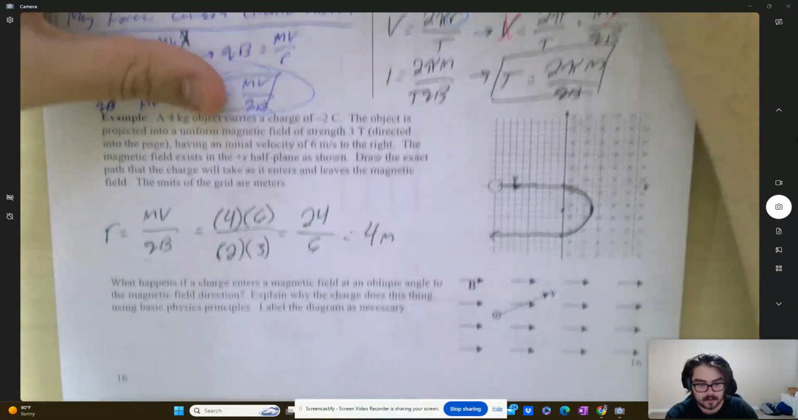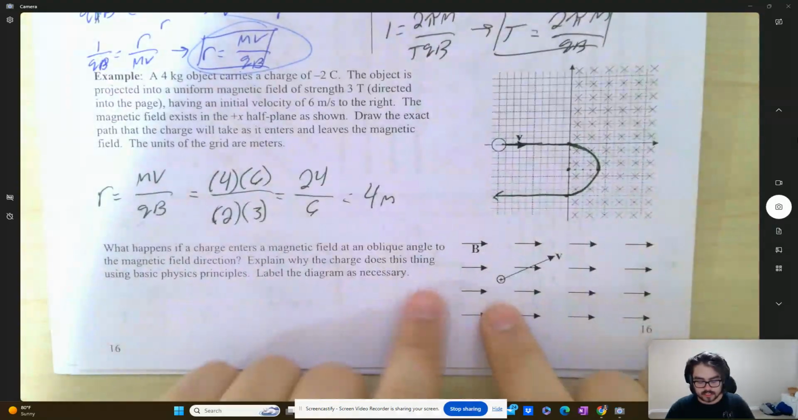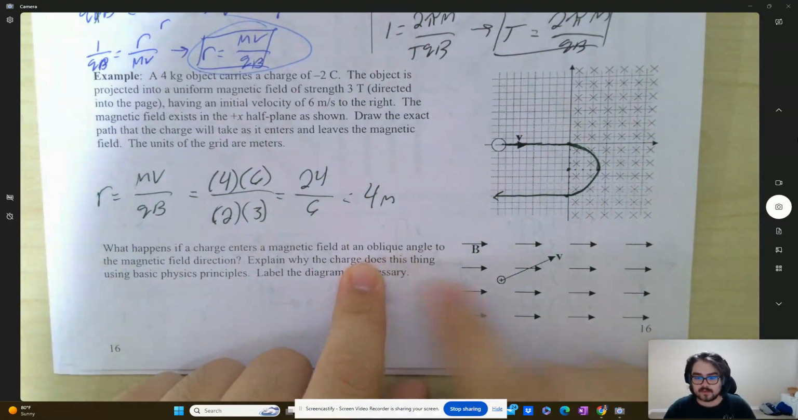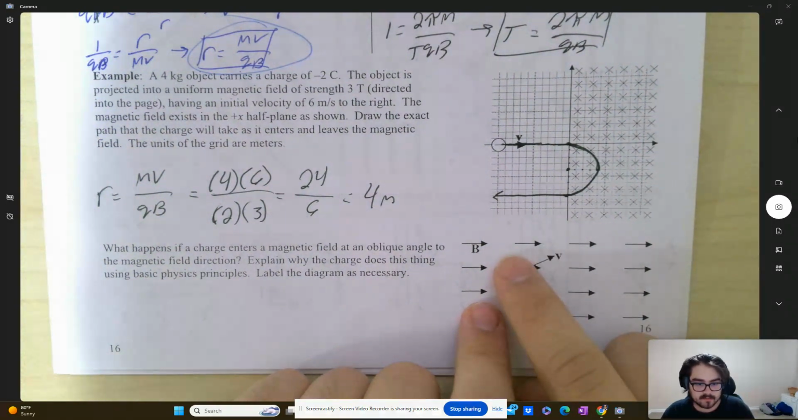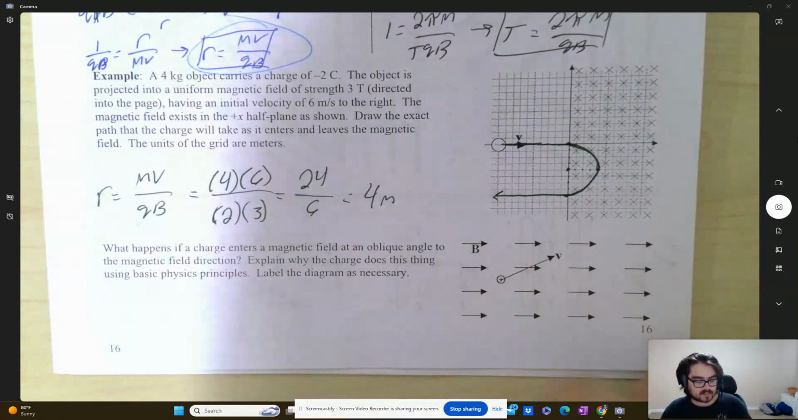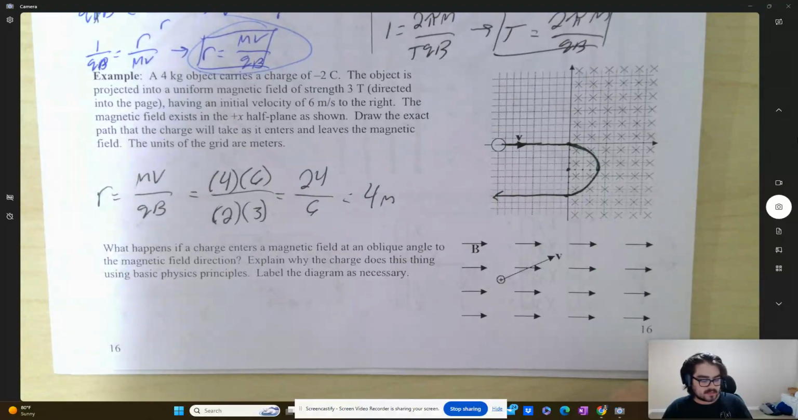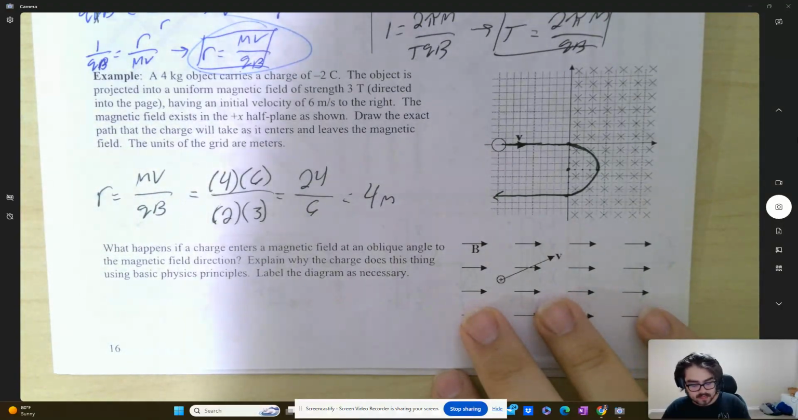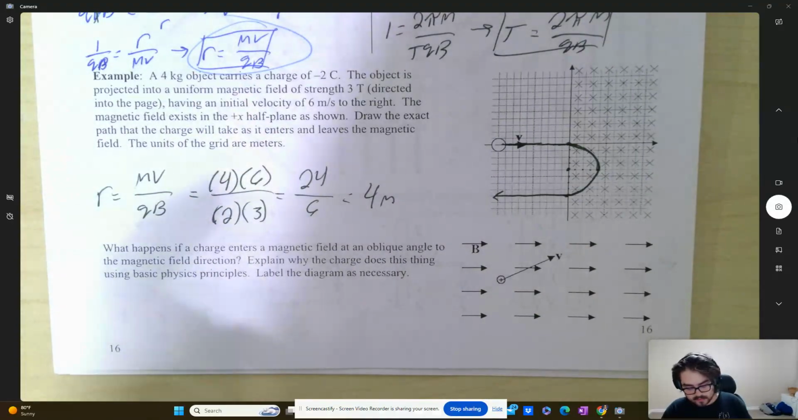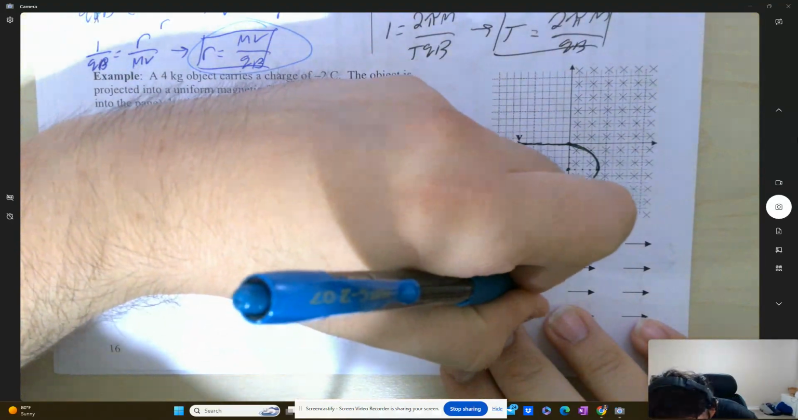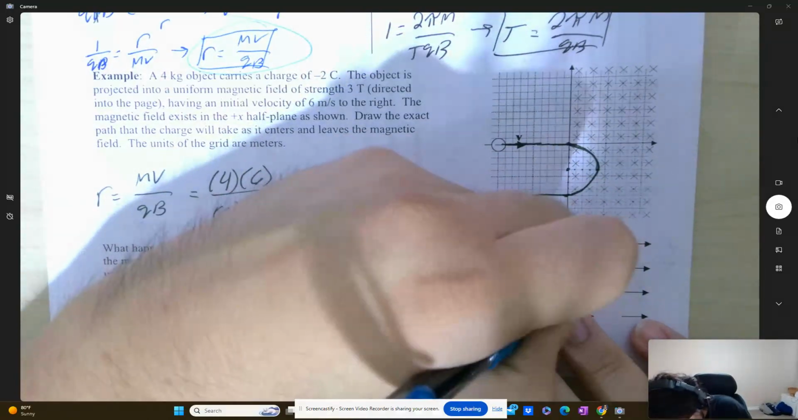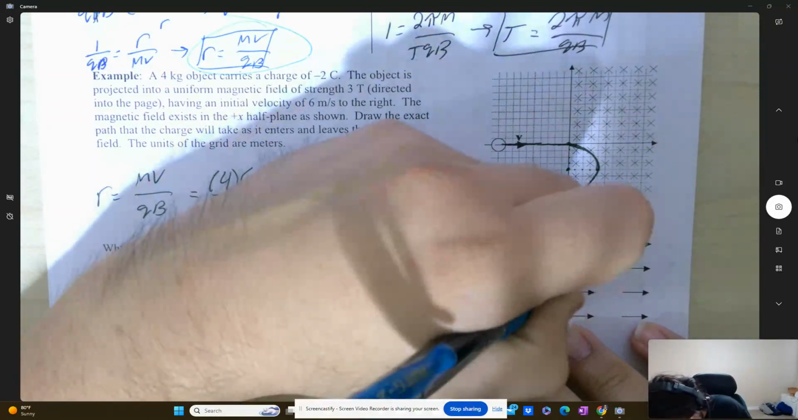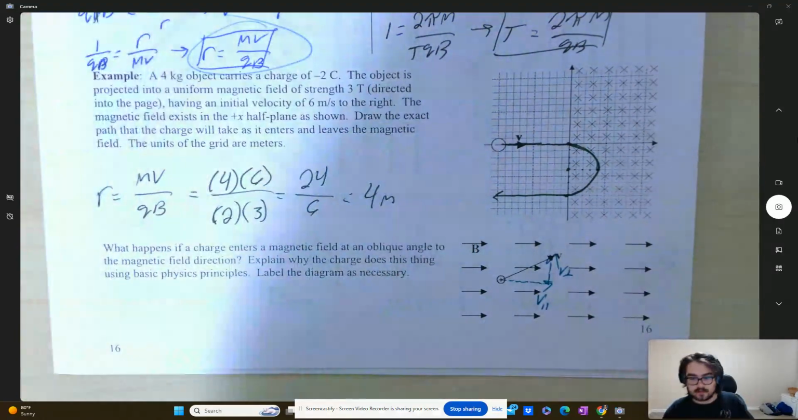Now let's say that a charge enters at an oblique angle. So it's an angle that's not perfectly parallel or perpendicular to the magnetic field. Imagine if it enters like this. Well, what's going to happen is this velocity has 2 components. It has a component that is parallel to the magnetic field and a component that is perpendicular. I'm going to call these V parallel and V perpendicular.